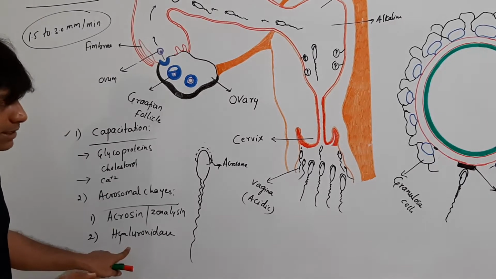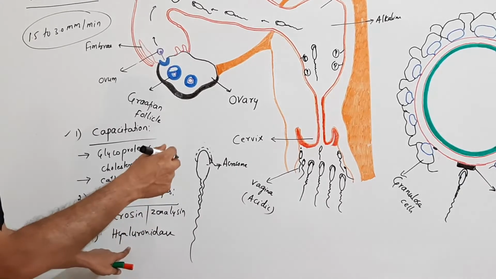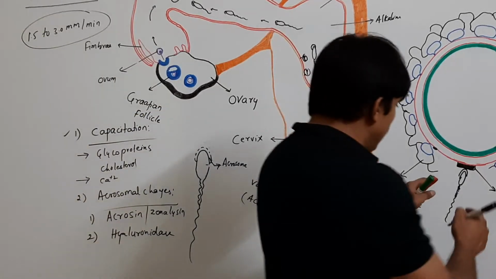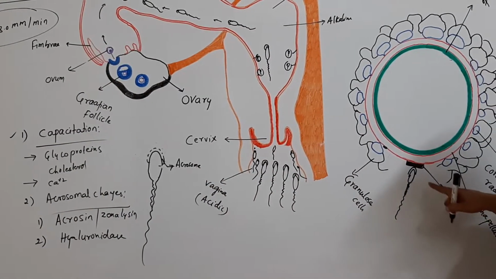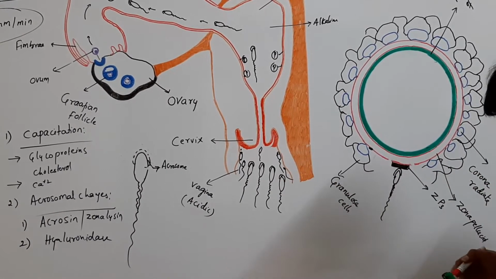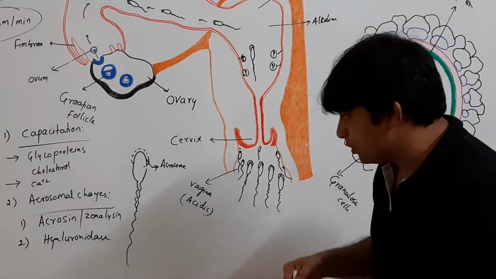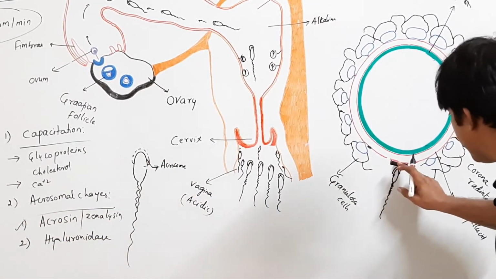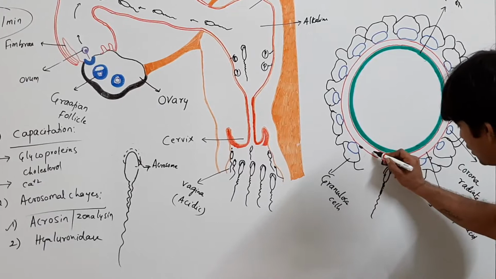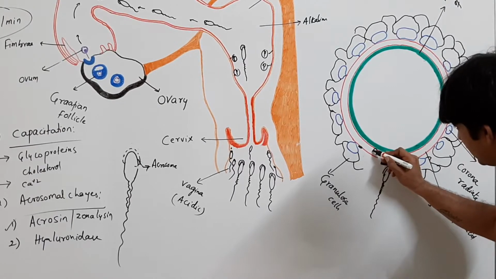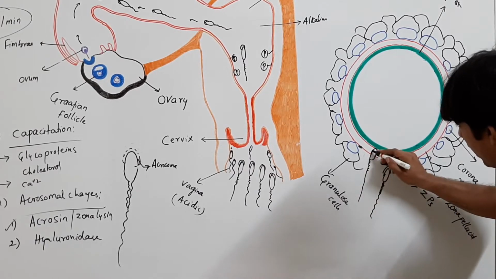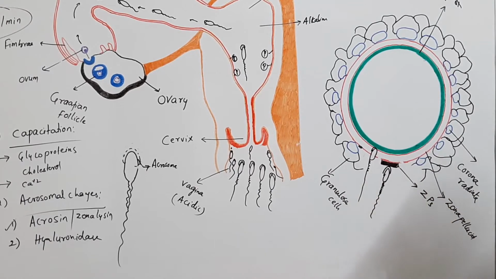The hyaluronidase enzyme helps in removal of the granulosa cells and corona radiata cells. Now, when the sperm touches the ZP3 receptors, perforations are made in the zona pellucida with the help of acrosin. This layer of zona pellucida is dissolved at that site. When it is dissolved, the sperm touches the membrane of the ovum.